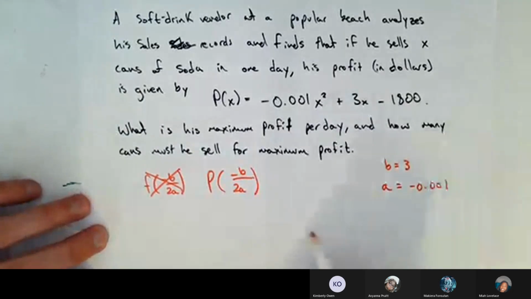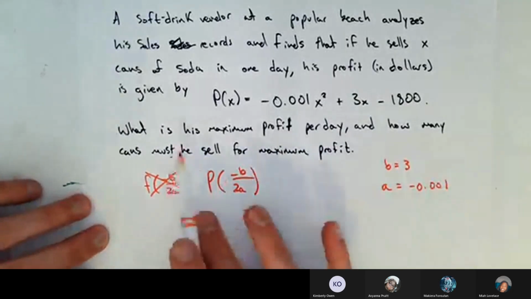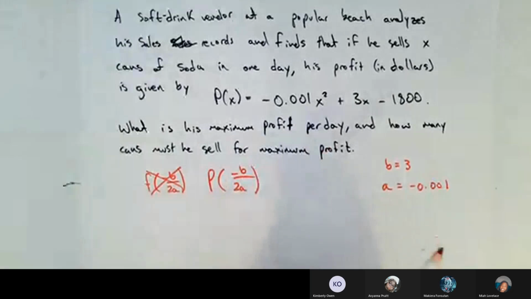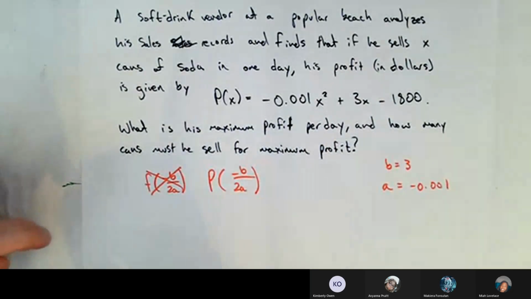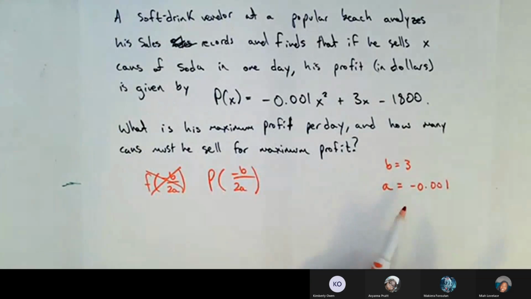Okay, and by the way, how do I know it's a maximum? Well, they told me in the question, they said what is the maximum, but if I wasn't sure if it was a maximum or a minimum, I just look at the sign of a. Since a is negative, I know this parabola is pointing down, and I do have a maximum value.